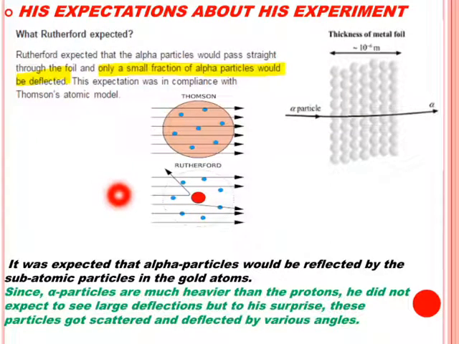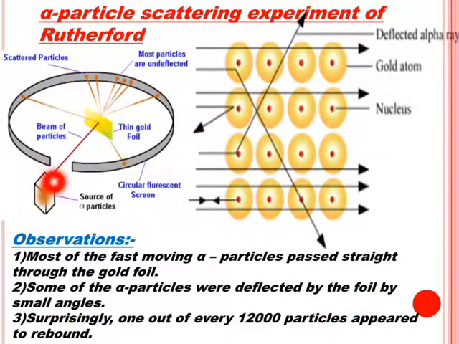The alpha particle scattering experiment gave totally unexpected results. When these positively charged alpha particles were made to strike the gold foil, to his surprise, these particles got scattered and produced bright flashes of light on a circular screen coated with zinc sulfide. Let us see what observations Rutherford made in his experiment.